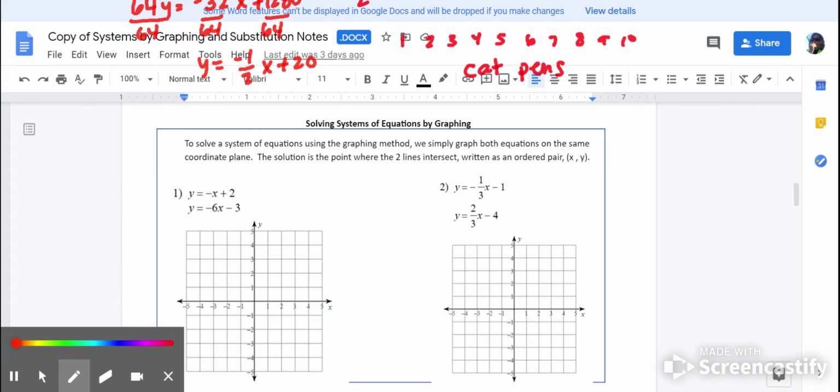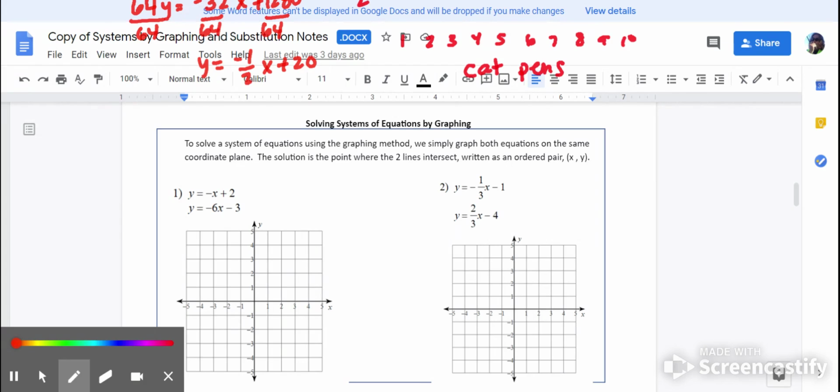So as we move on to solve a system of equations using the graphing method, we simply graph both equations on the same coordinate plane, and the solution is the point where the two lines intersect, written as an ordered pair. If we remember, the word intersection means where they cross, where these two lines cross each other, and then we give that ordered pair x, y.